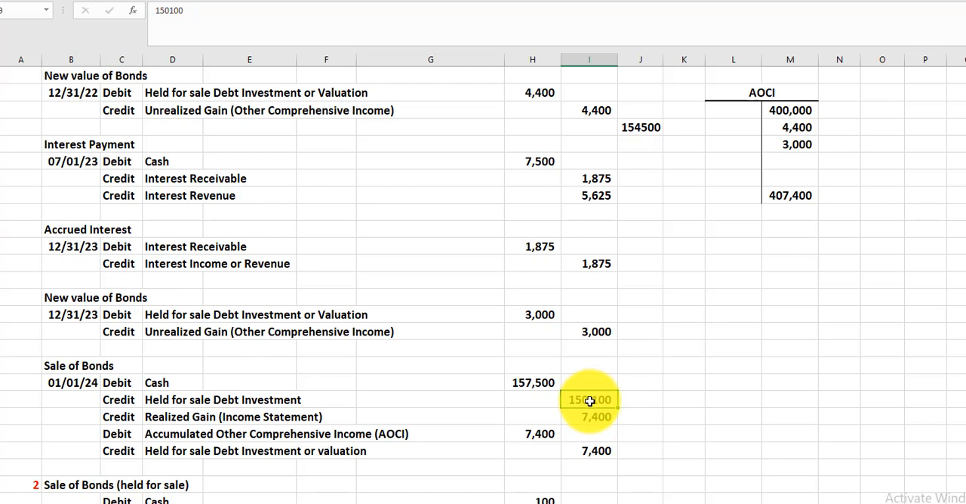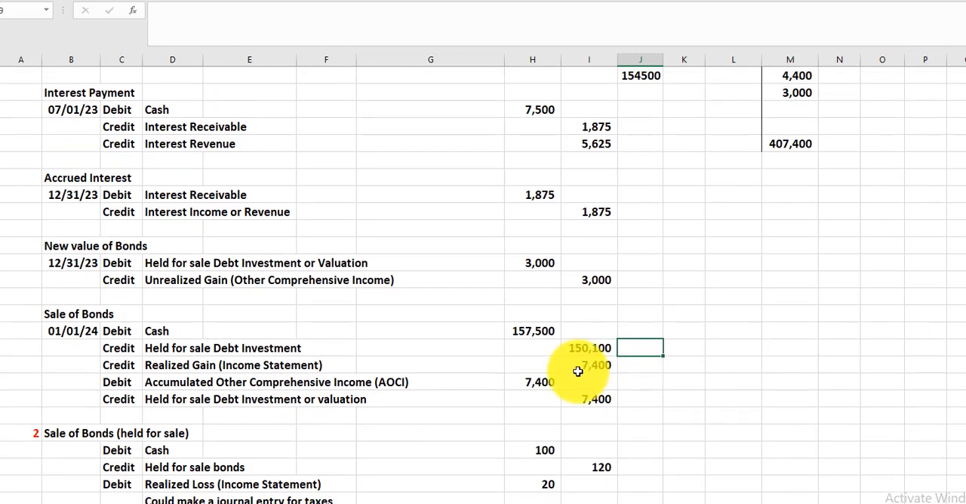We credit the held for sale debt security for the original cost. This is the original cost. And the difference is a realized gain. And all realized gains, no matter what the asset is we're selling, no matter whether it's an exception for unrealized or anything, it is on the income statement. So I put that in parentheses to remind ourselves that that goes on the income statement.